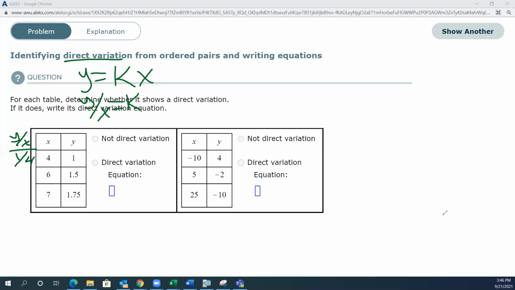I'm going to grab my calculator here. And then 1.5 divided by 6 is also 1/4. And 1.75 divided by 7 is also 1/4. So because that number is constant, it is direct variation. If any of these numbers were different from any of the others, I would have chosen that and said, nope, this is not direct variation. Something else is going on.